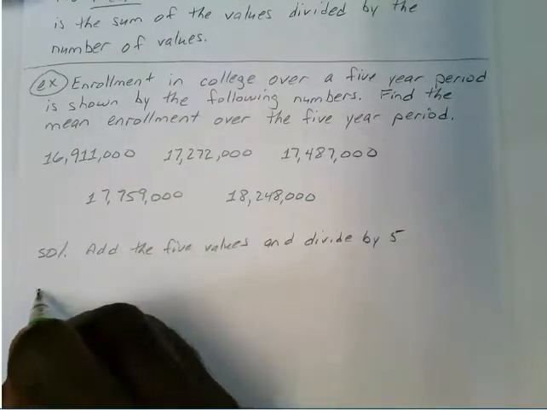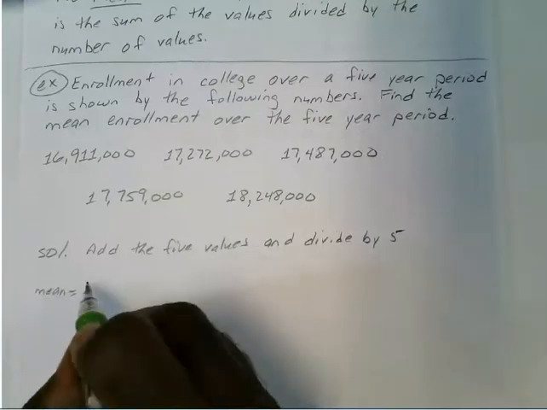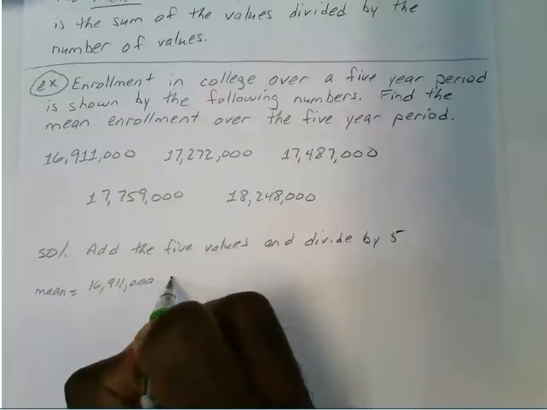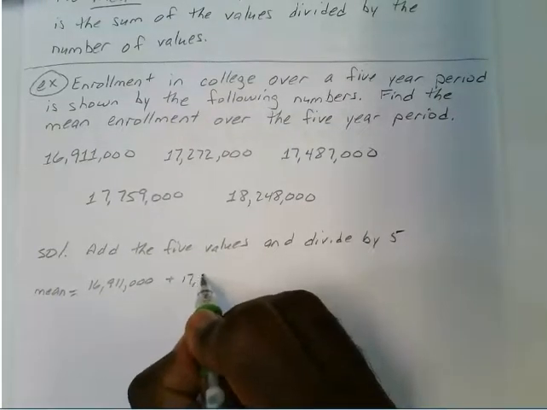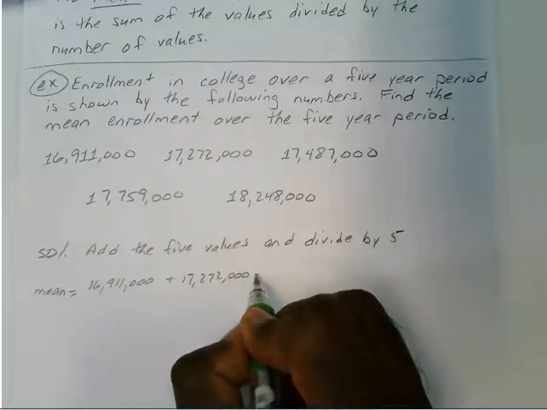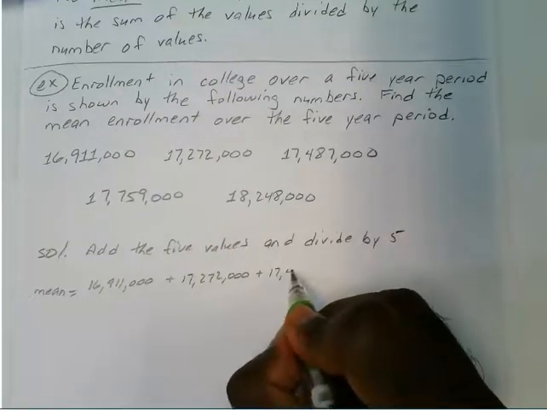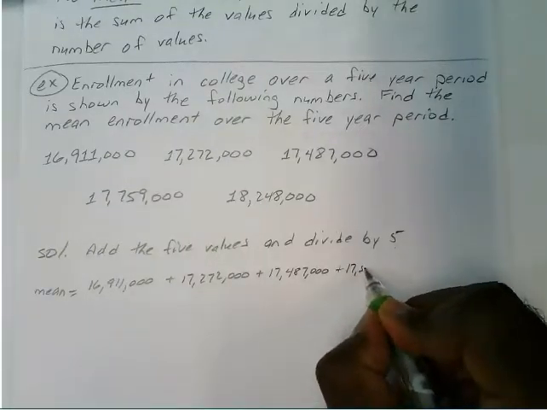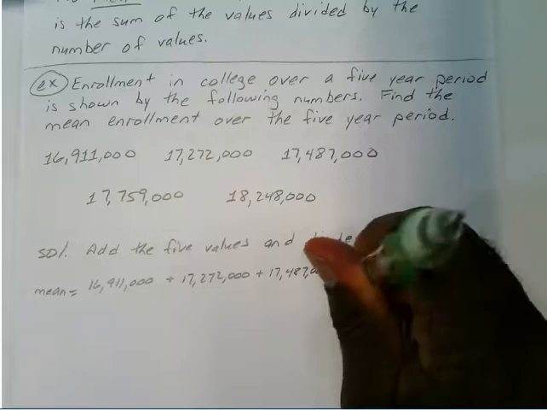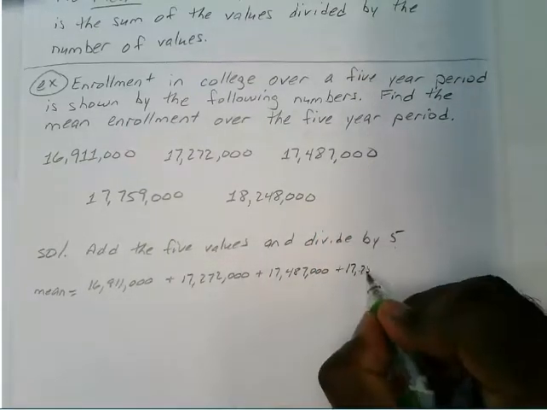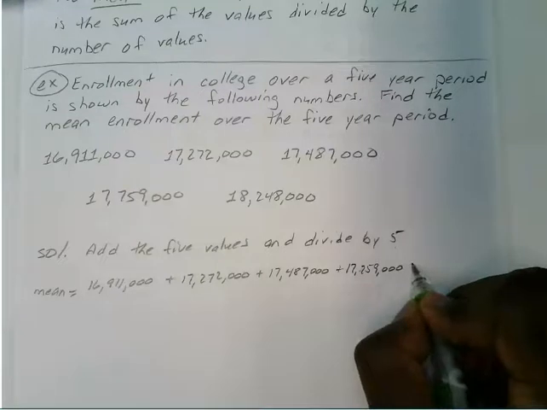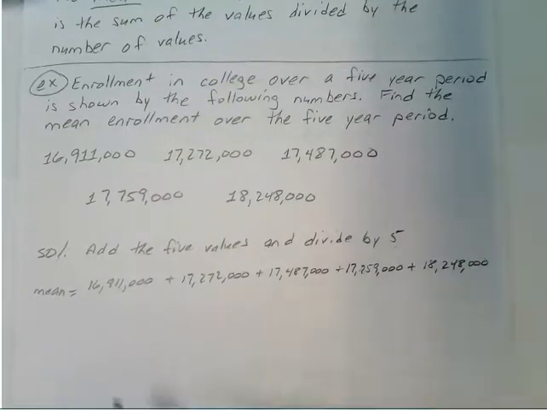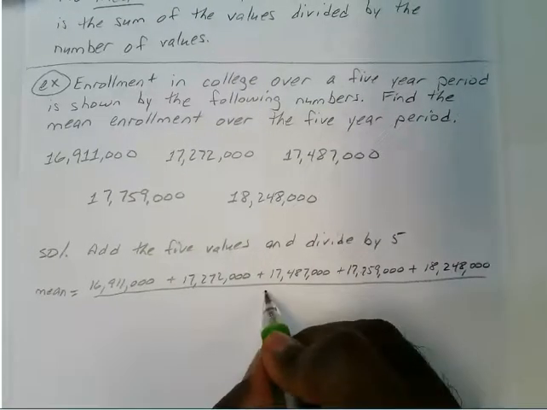So your mean will equal 16,911,000 plus 17,272,000 plus 17,487,000 plus 17,759,000 plus 18,248,000, all of that divided by 5.